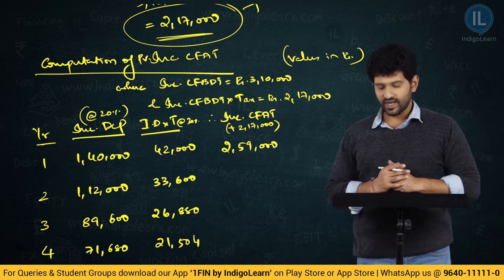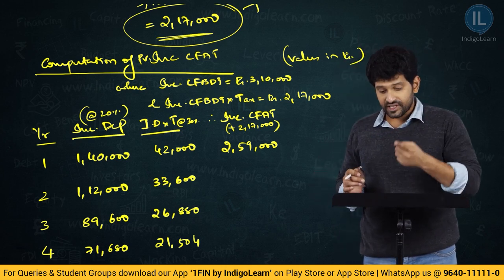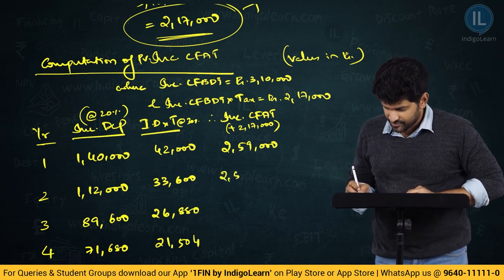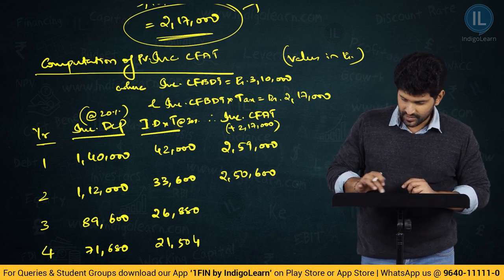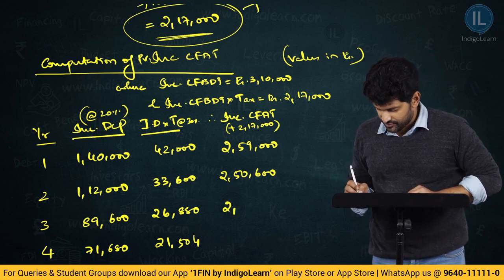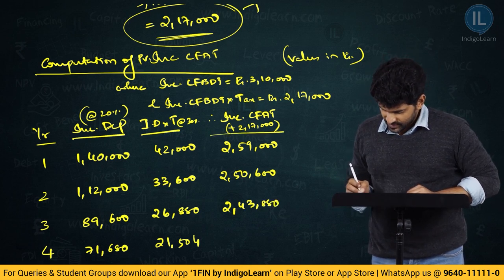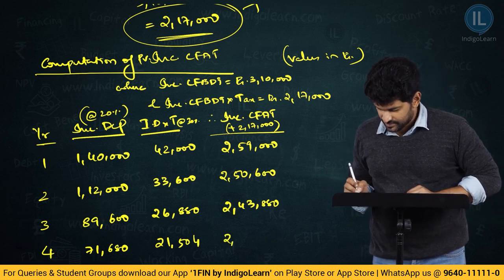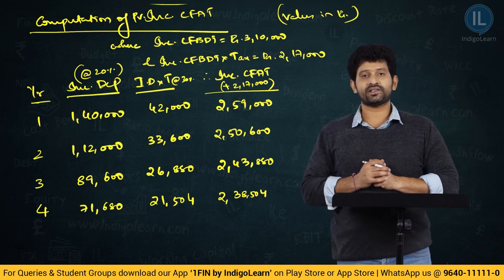2,59,000. Now, simply I will press 33,600. I will get the result of 33,600 plus 2,17,000 by simply pressing is equal to 2,50,600. Now, the next number is 26,880. Just type that number, and then is equal to will give me the answer of 26,880 plus 2,17,000. That is 2,43,880. Then, lastly, 21,504. That is 2,38,504. So, with this, I am done with the incremental CFATs.